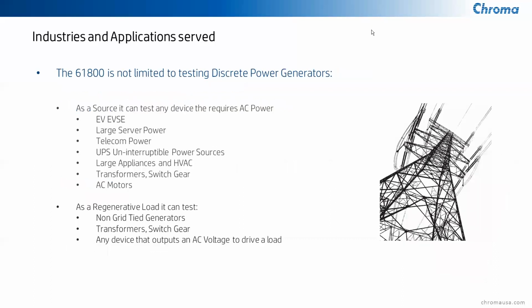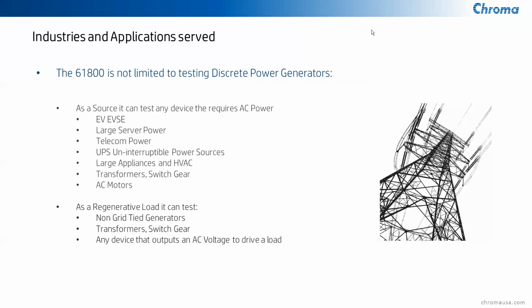So in order, other things that cover the various equipment that we can test includes things that aren't grid tied. You know, as a source, you can use this to cover any type of device that gets its power from the grid. EV charging stations, large server power, telecom power, UPS uninterruptible power systems have to be tied to the grid. Large appliances, even HVAC, transformers, switchgear, even AC motors can be tested using this equipment.